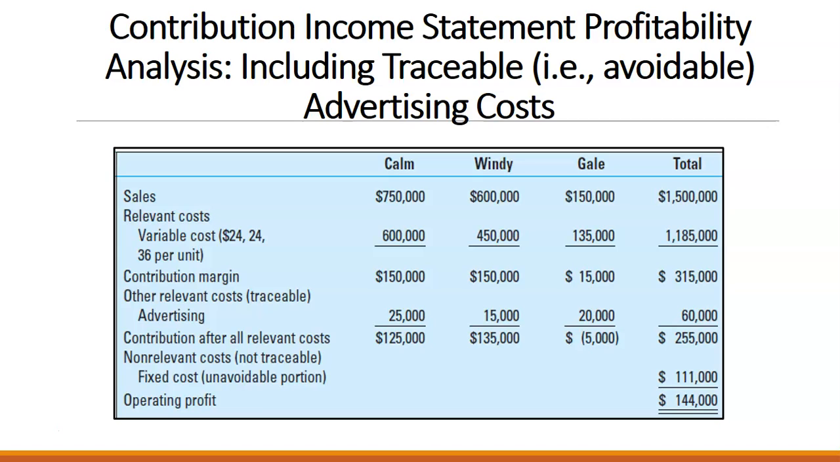Could we shift advertising costs? Is there any way that Gale could make a positive contribution after all relevant costs? Those are things that we need to ask when we're making this analysis.